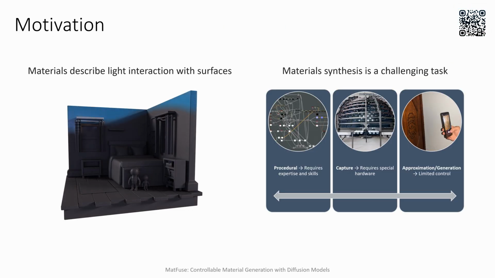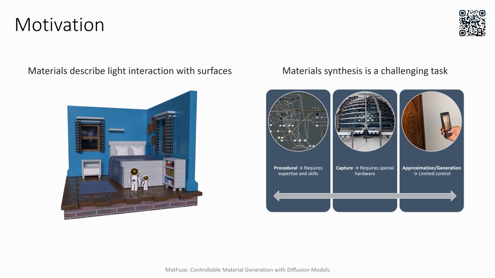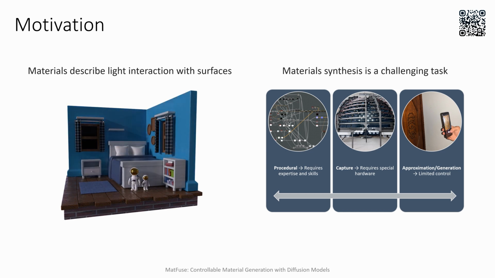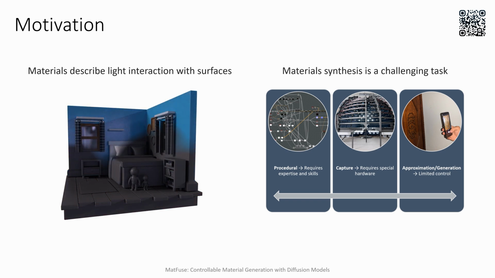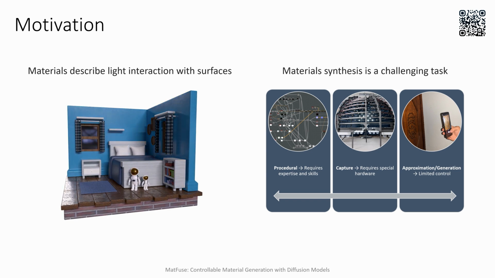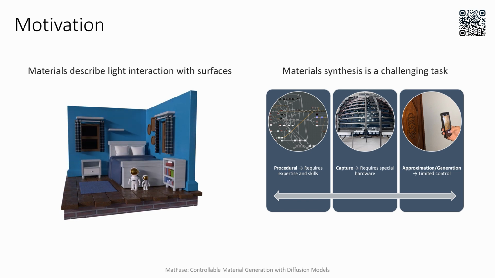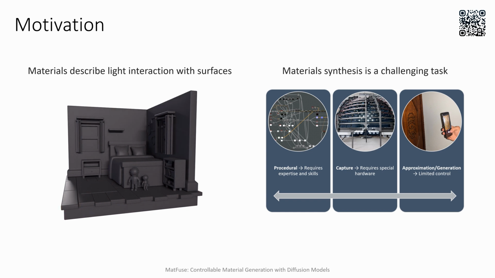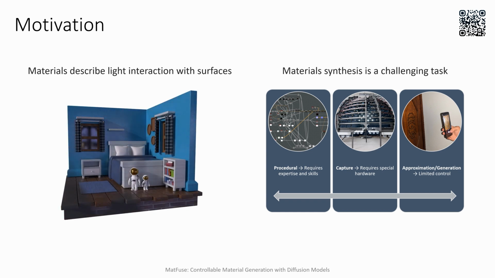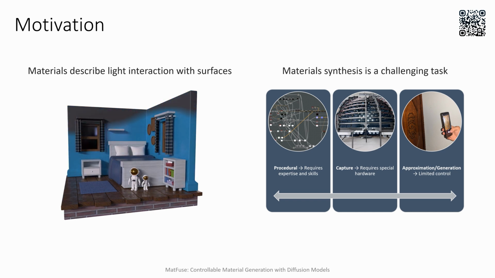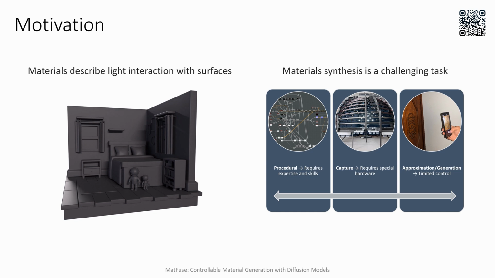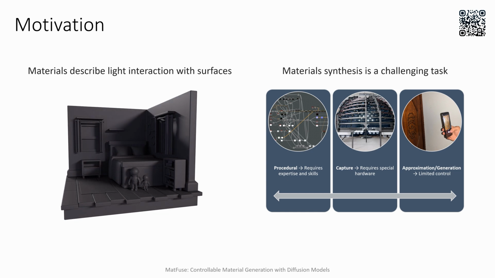Materials play a central role in 3D graphics, describing light interaction with surfaces, which is crucial for realism in games, simulations, movies, and more. However, synthesizing materials is challenging. Procedural methods need expertise and time, while capture techniques rely on costly hardware. Deep learning offers an alternative solution, but most approaches lack the fine-grained control and art direction of traditional approaches, limiting its use in real-world scenarios.